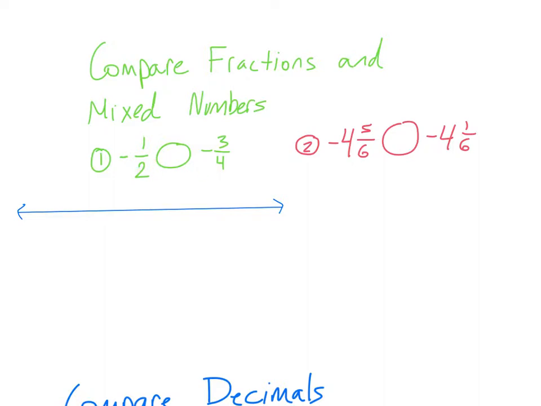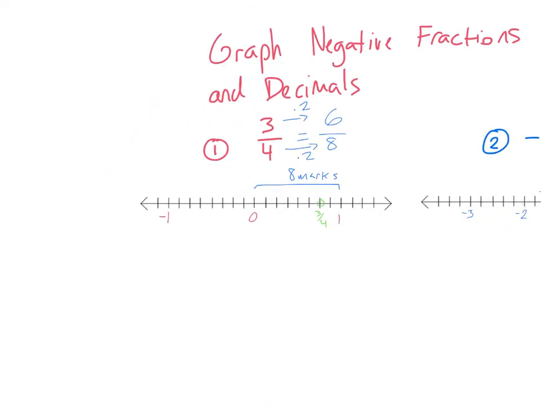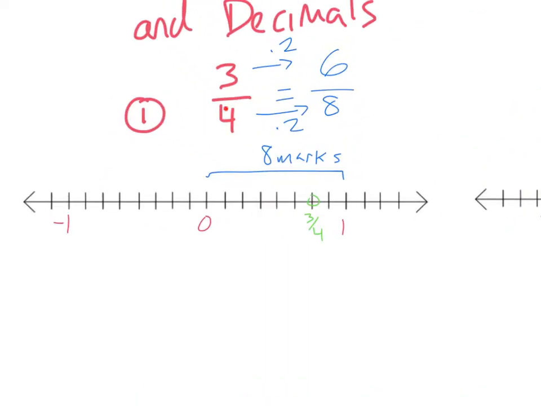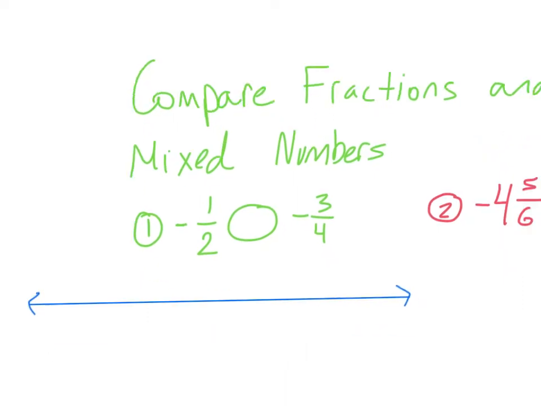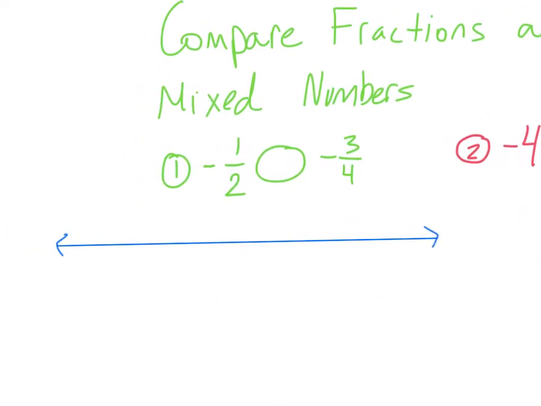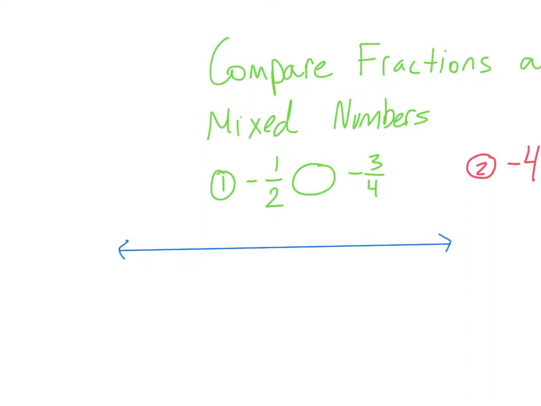Remember, when we graphed this one up here, we said the 3/4, and we had 1, 2, 3, 4, 5, 6, 7, 8 marks, so we needed to turn that into an 8. But the problem here is we have two different denominators. In order to correctly scale our number line, we're going to find the LCM, or least common multiple, of the 2 and the 4. The least common multiple of 2 and 4 is 4. That tells us how many individual tick marks need to be in between each integer.